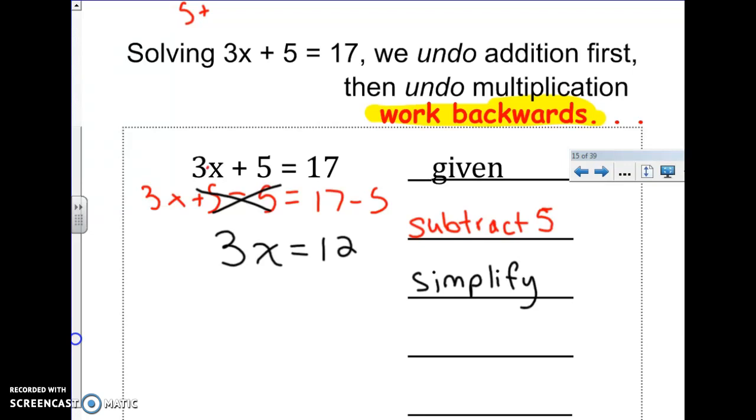Next, I need to decide what it is I need to do to get rid of the 3. This is read as 3 times a number. The operation that's going to cancel out that 3 times x is going to be if we divide. So I'm going to divide both sides by 3, and then I get x equals 4.